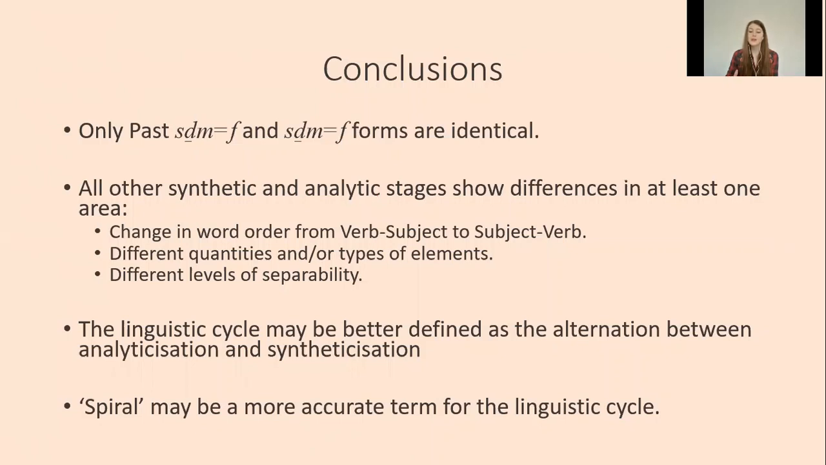So while it is possible to establish alternating stages of increases in analyticity and syntheticity within each construction, the differences between what might be labelled as analytic and synthetic stages might mean that a better description for this pattern is that it shows the alternation between the processes of analyticization and syntheticization. And in terms of its name, something like spiral is possibly a better label than cycle.